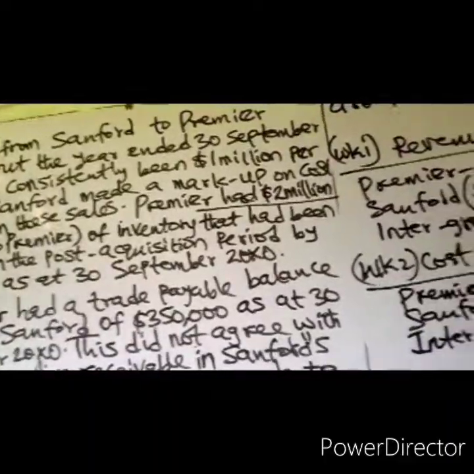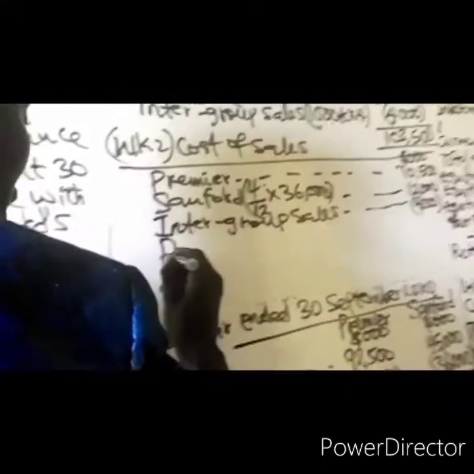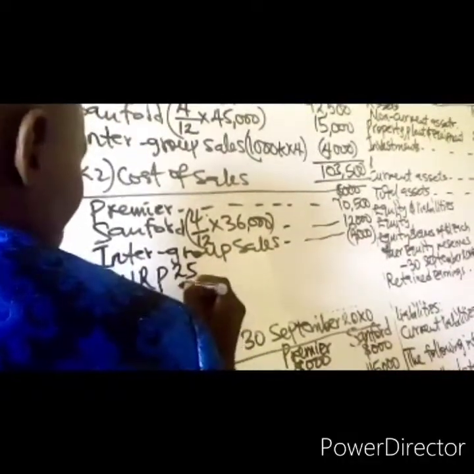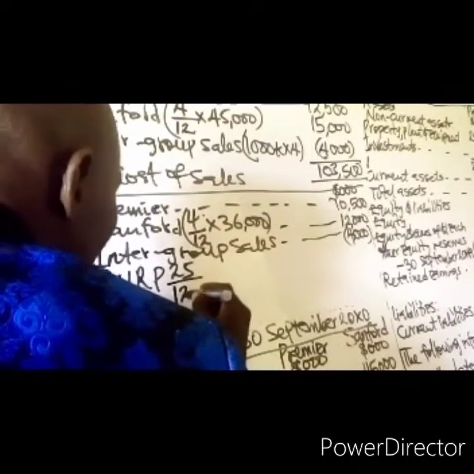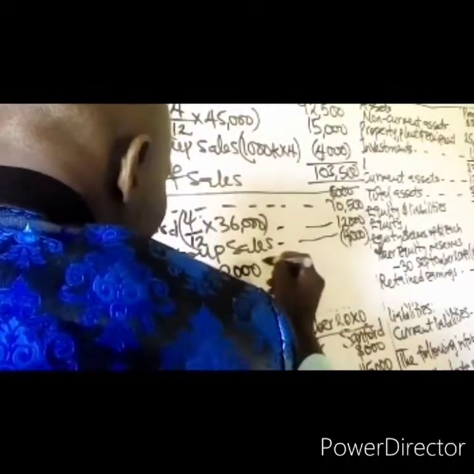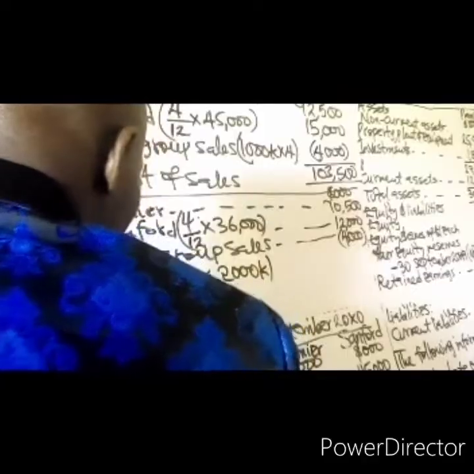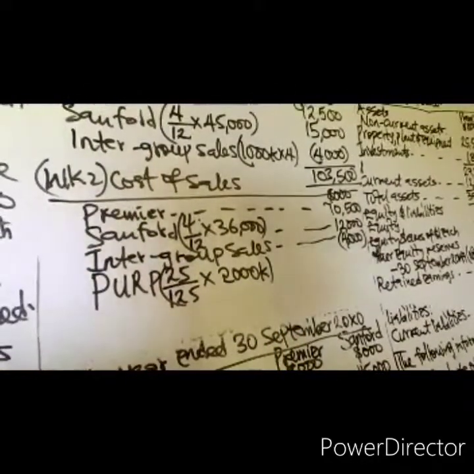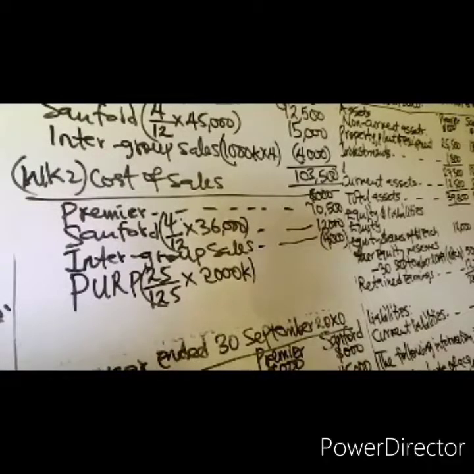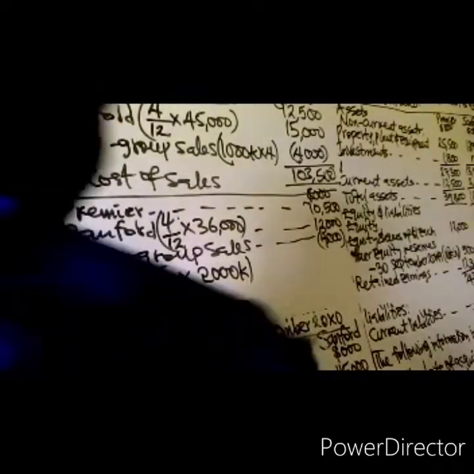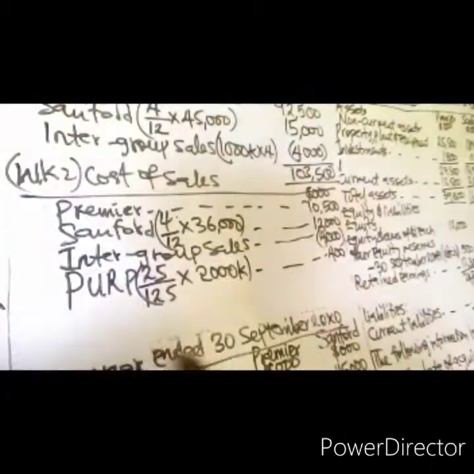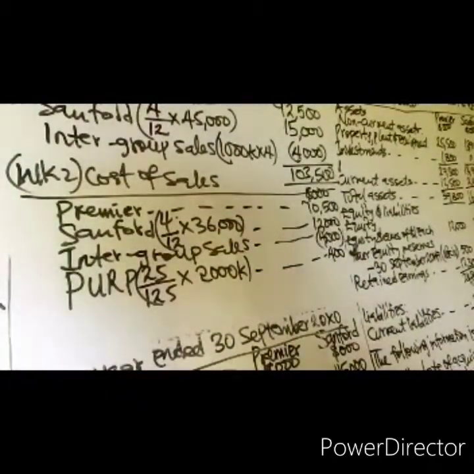That means you will need to calculate the unrealized profit. Provision for unrealized profit, 25% markup. So we'll be having 25 over 125 times the 2 million that are still in the inventory of Premier. So we have 25 times 2,000 divided by 125. Then the unrealized profit is 400,000. I've told you that the unrealized profit will be eliminated.